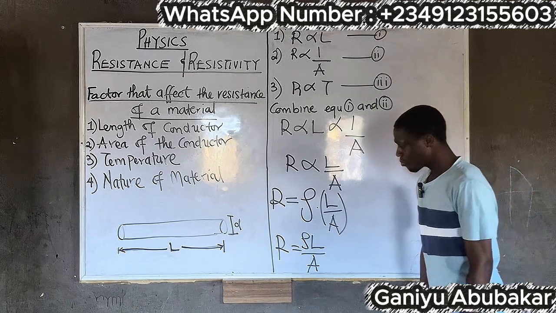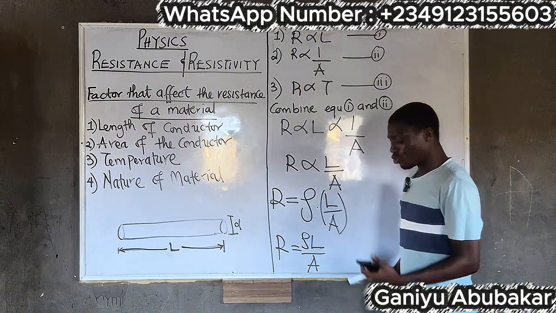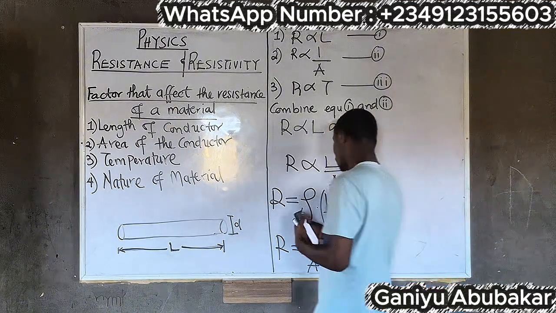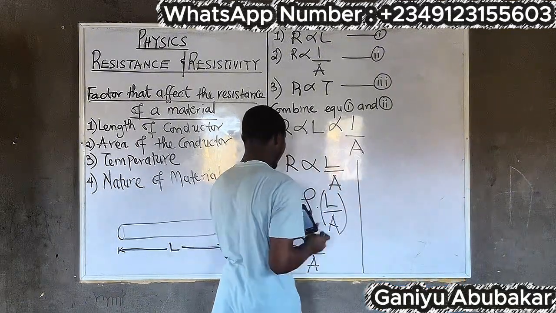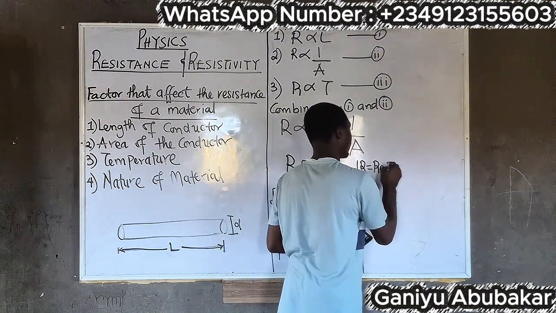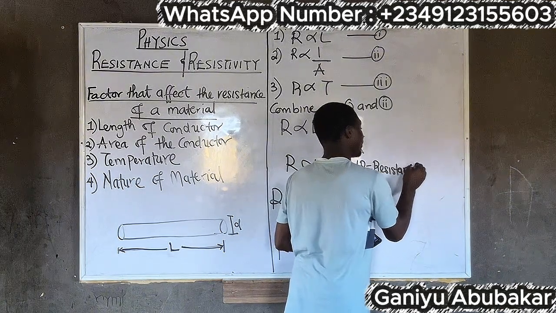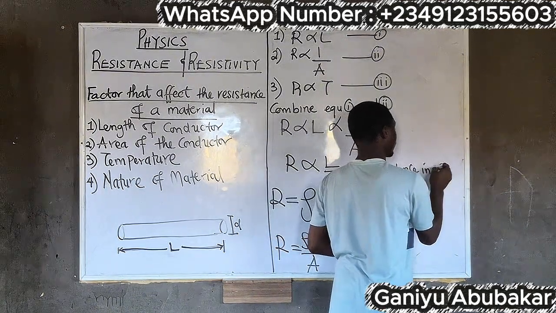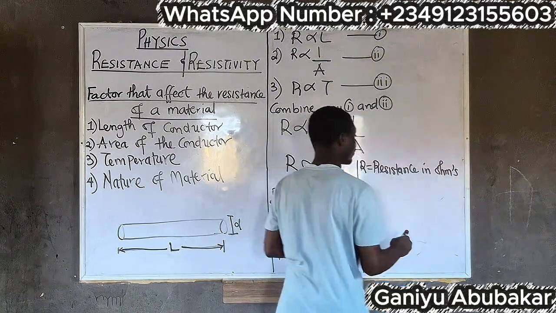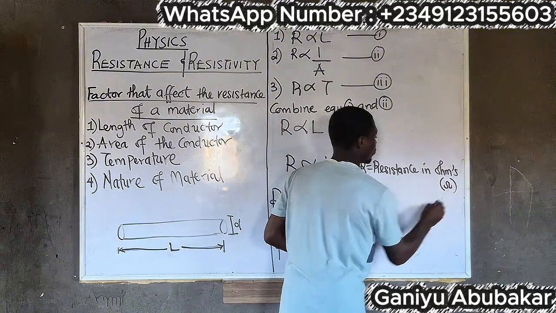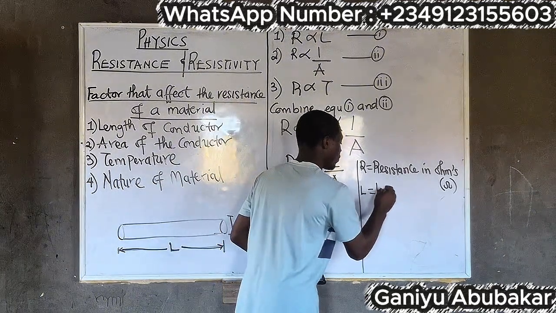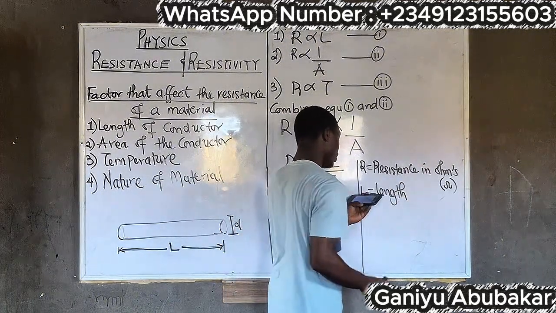So what does this rho mean? Note the rho that we're having here. Notice that R, we call R resistance, in ohms. Of course, we use the unit ohms. Number two, we have length. In this thing, we have length too. Length, of course, in meters.